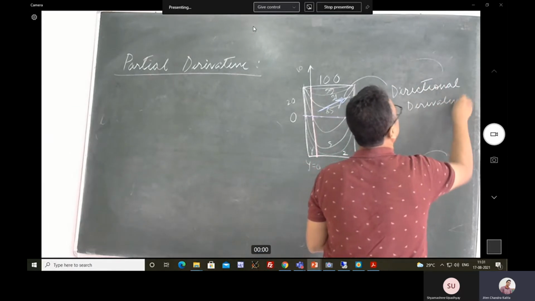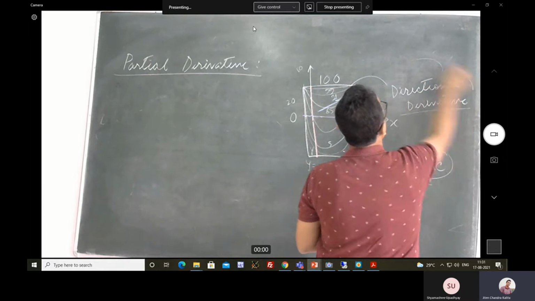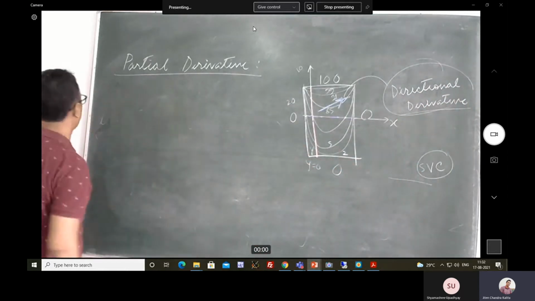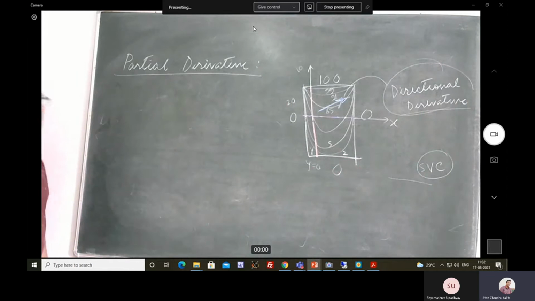Which we are going to deal with later. Don't worry about it. Okay, fine. When there is a way, there is a way. So the mathematicians have already found a way. So what is partial derivative?